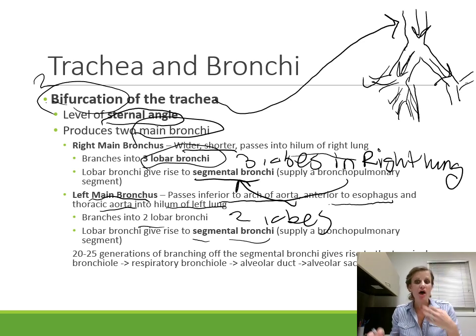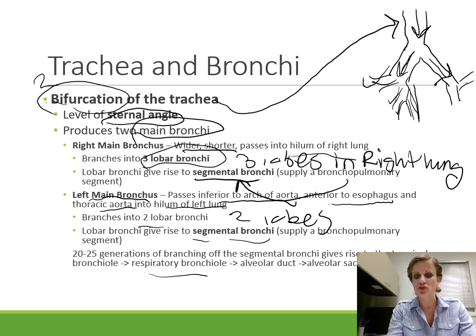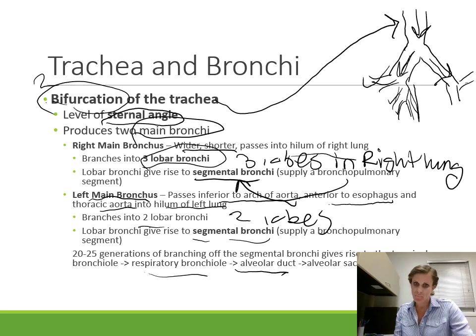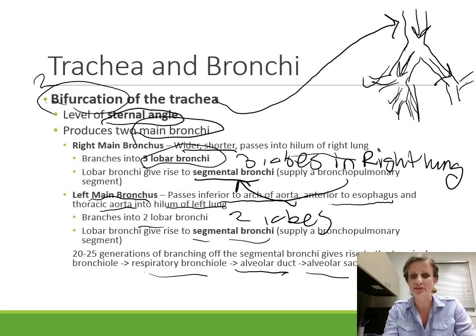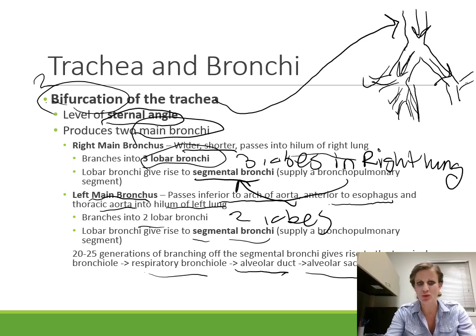Branching off of the segmental bronchi, we have bunches of branches of bronchioles. 20 to 25 generations branch off the segmental bronchi, and we have numerous different types of bronchioles. Eventually, we get to terminal bronchioles and then respiratory bronchioles. Respiratory bronchioles are the last little bronchial segments, and they're going to open up into an alveolar duct. The alveolar duct opens up and brings air into the alveolar sac.